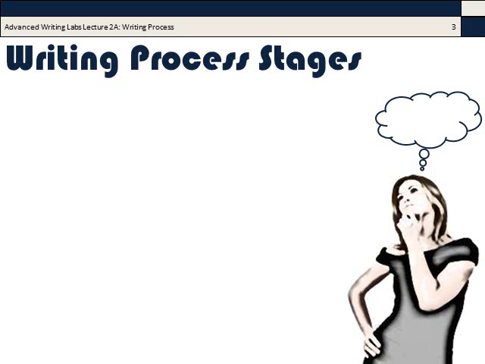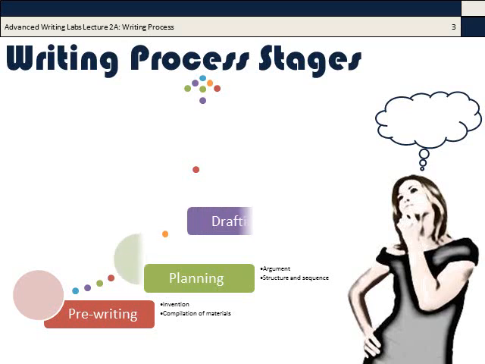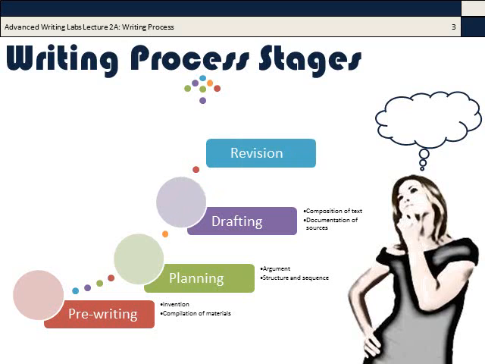As you are probably already aware, the writing process is often broken down into stages. First comes pre-writing. That's where we use invention to compile the materials we're going to write about. Then comes the planning stage, where you develop your argument and decide on a structure and sequence. Then the drafting stage, where we compose text and we document our sources. Then the revision stage, where we look at a first draft and decide if it needs to be structurally revised or edited.